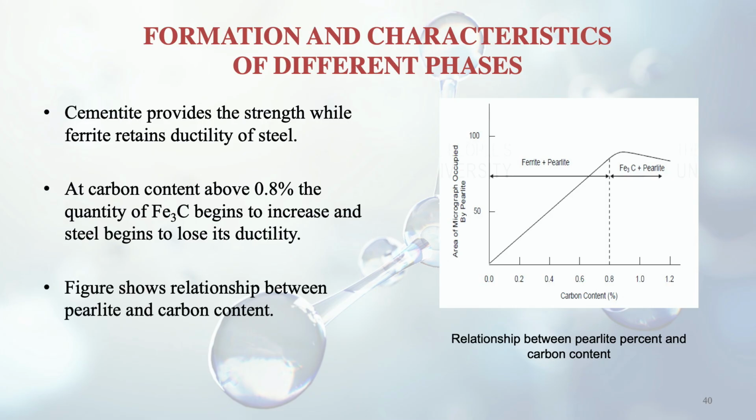So this figure here is showing the relationship between pearlite and the carbon content. The carbon content is on the x-axis and the pearlite variation is on the y-axis. You can see in the early portion of the curve it is linear, that is, with the carbon content increase, the pearlite quantity is also increasing. So it goes up and up, and at about 0.8% it is the highest, meaning the pearlite content is the highest. But when we go beyond 0.8%, the graph is coming down. It is because the cementite content is increasing instead of the pearlite now.